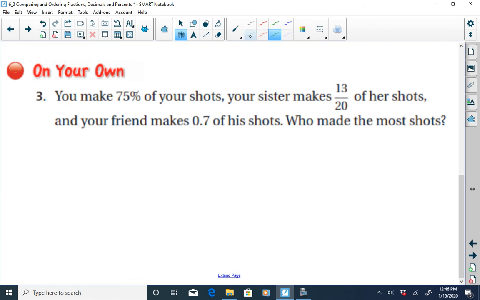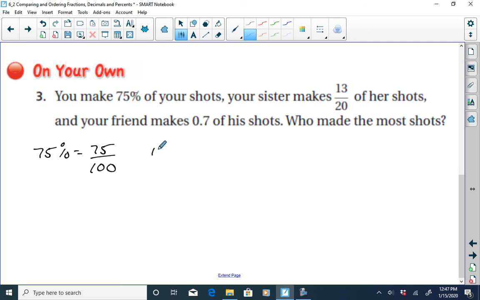Okay, our next example. You make 75% of your shots, your sister makes 13/20ths of her shots, and your friend makes 7/10ths of his shots. Who made the most shots? Well, once again, we have to write each in the same form. Because I have a fraction with a denominator of 20, that's easy to make a fraction with a denominator of 100, so we will do that. So let's start with 75%. That's going to be equal to 75 over 100.